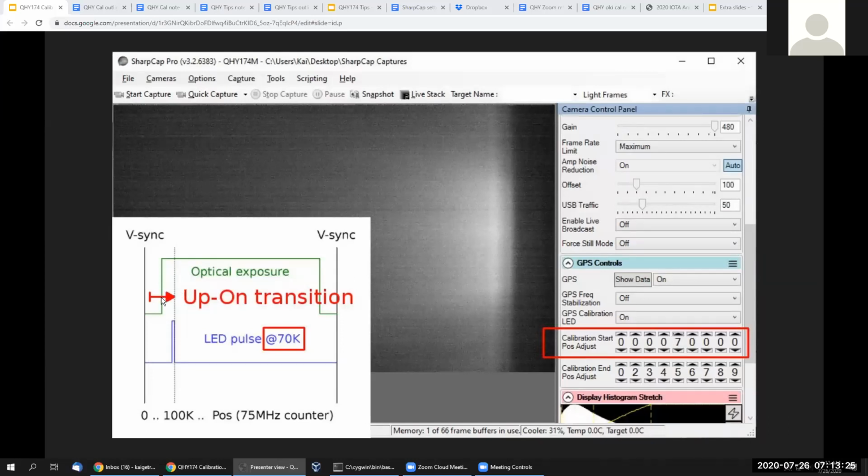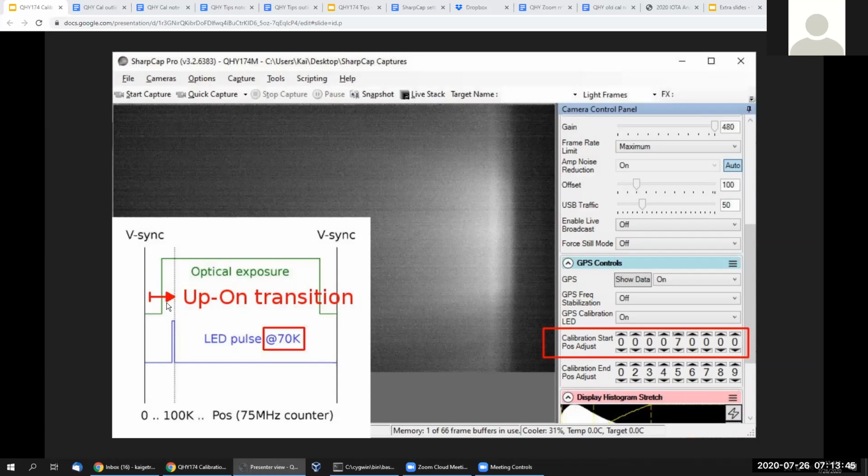And what happens is I get to this transition. I'm crossing the first green line when the exposure actually begins. Since I'm turning the counter up and the LED goes on, I call this an up-on transition. And the up-on transition is when start of exposure happens. That's the first transition we want to find. So great, it went from off to on.